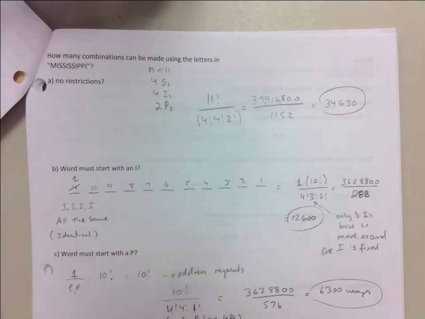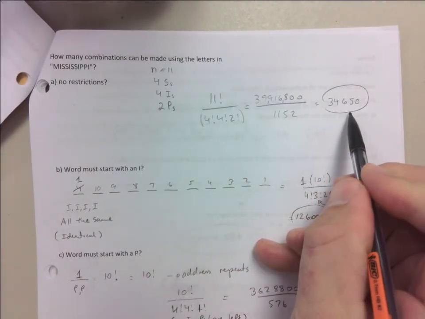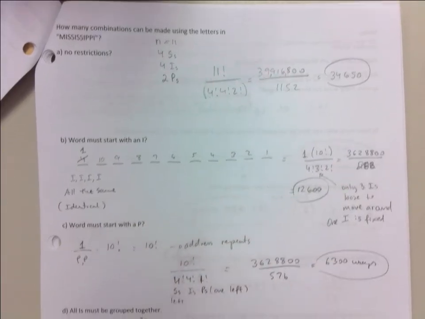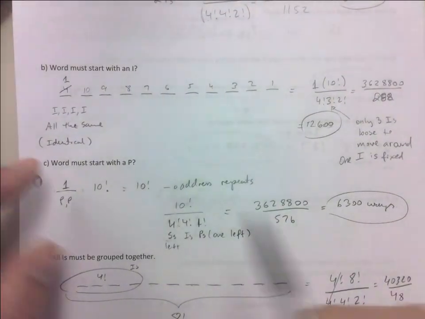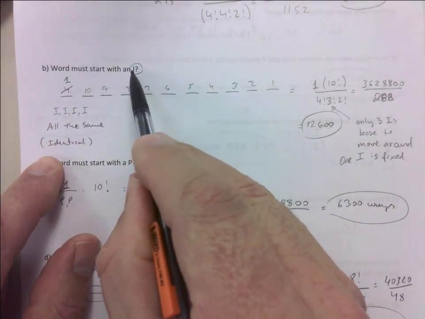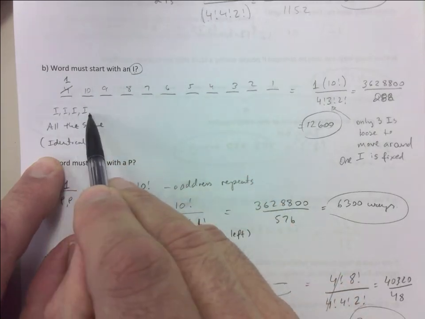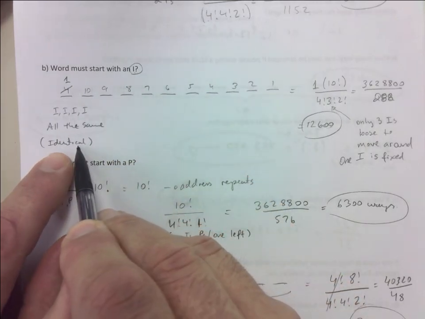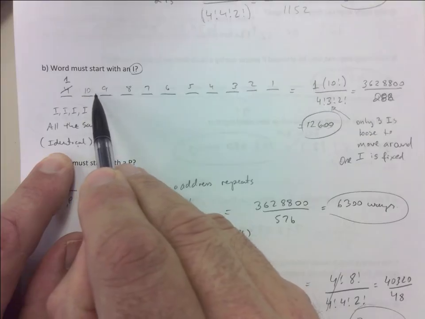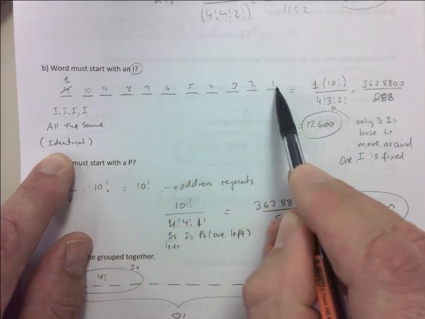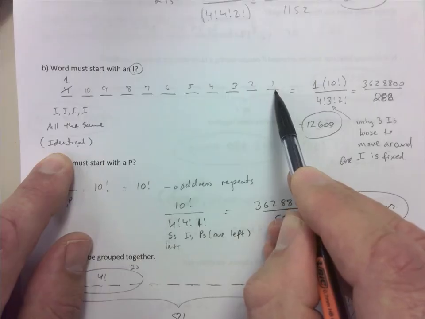The Mississippi one, again, that one should be pretty straightforward. You divide out the letters that repeat. But then here, look at this one. This is the one we just did earlier. What if it must start with an I? You've got 4 I's, right? They're all the same, they're identical, right? So I just turn that into a 1. And then the rest, I fill in with 10 all the way to 1 because there's 11 in total.